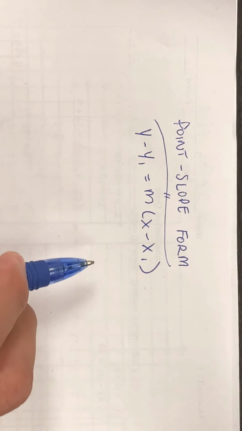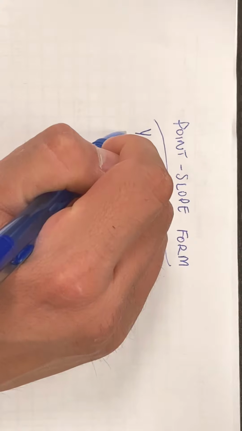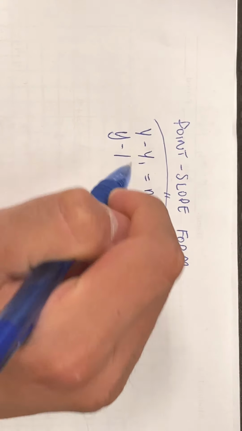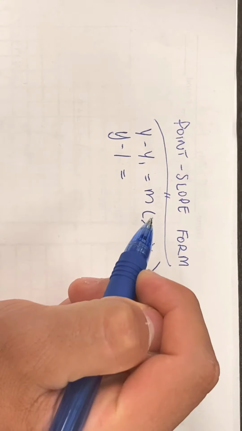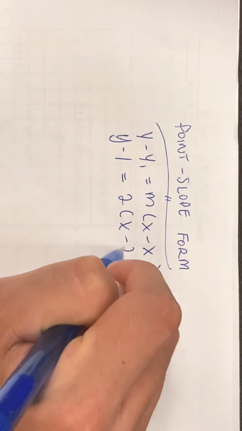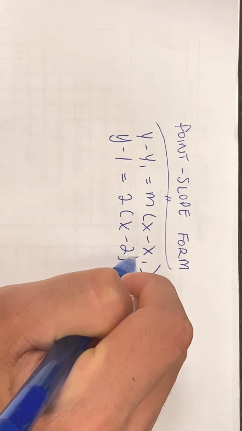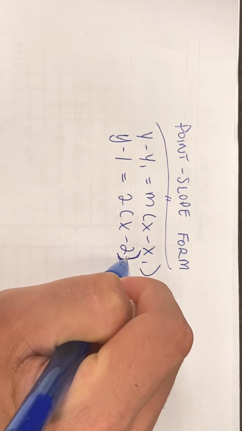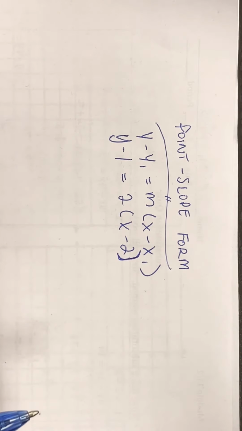So the linear equation that we are dealing with is going to be y minus 1 equals 2 times x minus 2. Okay, now this is the equation that we are dealing with here. And if I want to graph this from point slope form, I can convert this to slope intercept form.